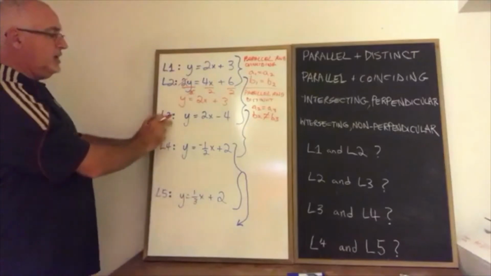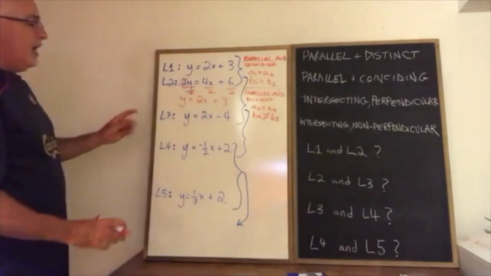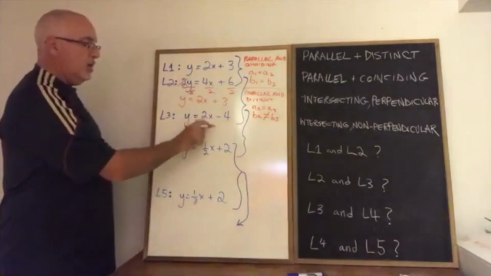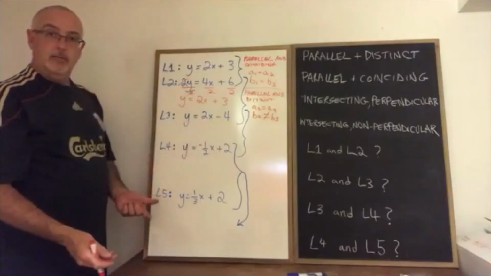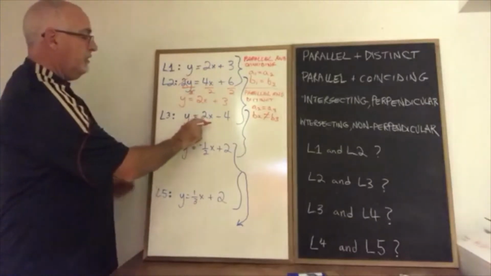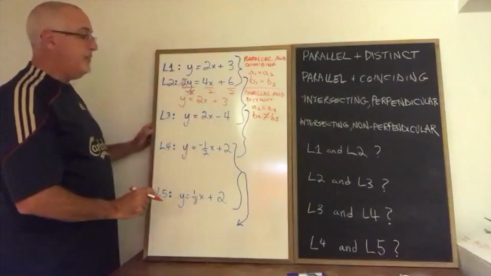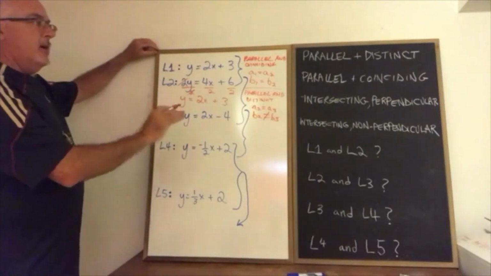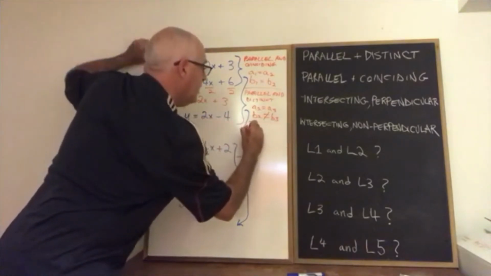Now we move down to lines 3 and 4, and we look at that question. I can see right away that the slopes are not the same here. These lines are not parallel. The slope of line 3 is 2. The slope of line 4 is -0.5. So I know they're not parallel. They have to be intersecting.